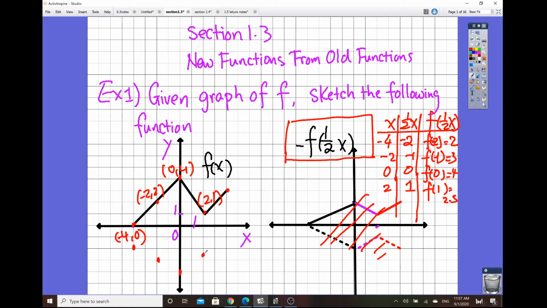Right here. And then the last position, we have 4, 3. Plug in 4: 1/2 times 4 is 2, so f of 2, which is 1 according to the original graph. So negative 1, all the way down here. Once we get those dots, guess what we can do? We can connect them. Eventually the graph is going to be like this.